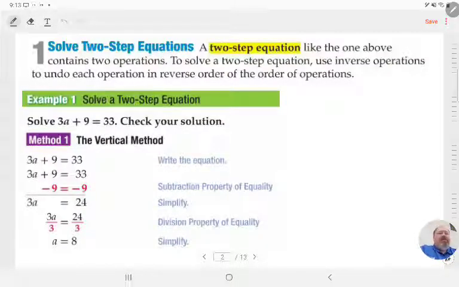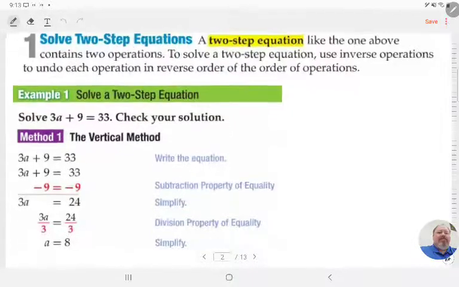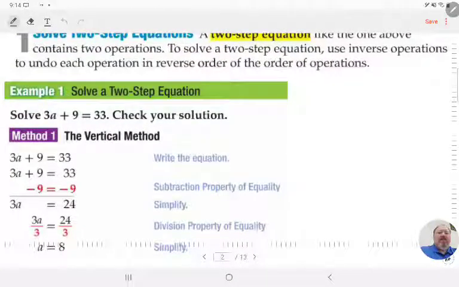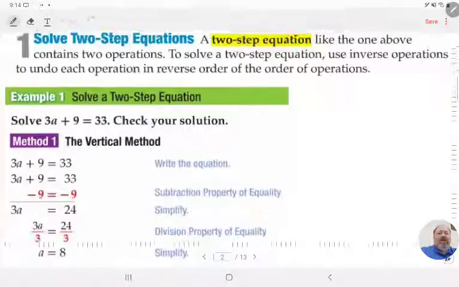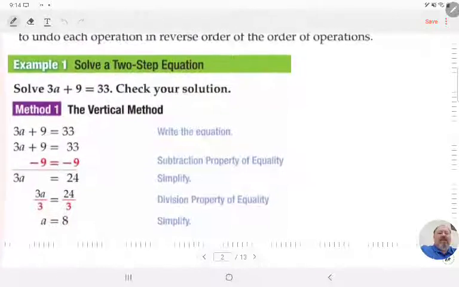Two-step equations, like the one I just did, contain 2 operations. So to solve a two-step equation, use inverse operations to undo each operation in reverse order of the order of operations. Just like we did with the others for the last 2 days, we're just combining some things and adding a little bit to it. There are 2 methods you can use. You can use what's called the vertical method or the horizontal method. The vertical method is the one that I use.